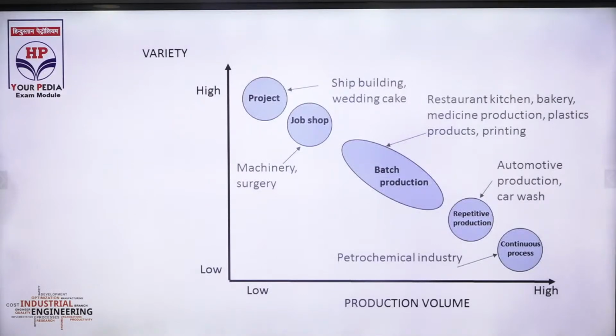See this diagram also. Project production example is shipbuilding. Job production, some making of machineries. Then batch production. Then repetitive production, we have mass production. Continuous production, medicines. So the pharma sector works on continuous production. Petrochemical industry. So the two variations are variety and production volume.